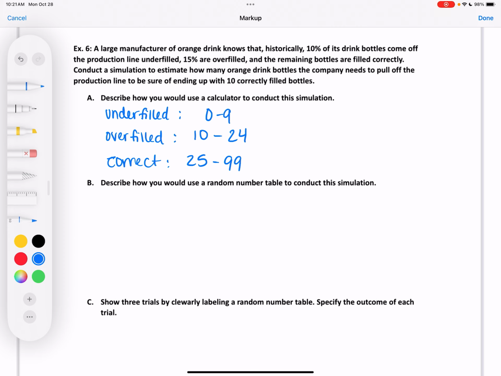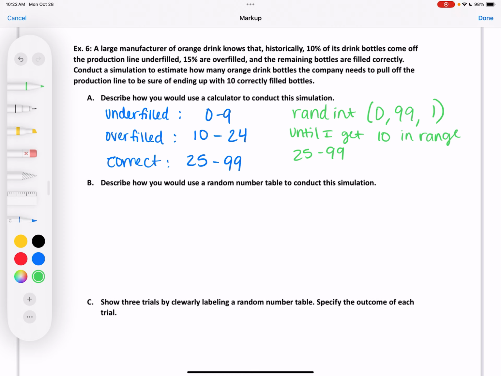All right, so then I would use the calculator. I would use random integer, 0, 99, and one number at a time until I get 10 in the range 25 to 99. So I'm going to do that. You can do it on your own calculator as well and see basically how many you get.